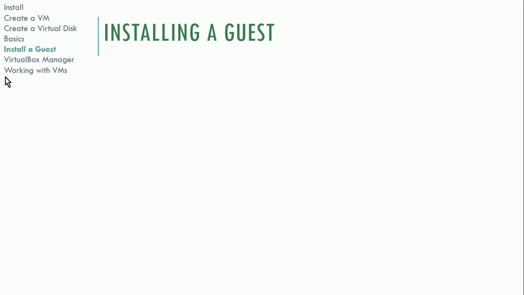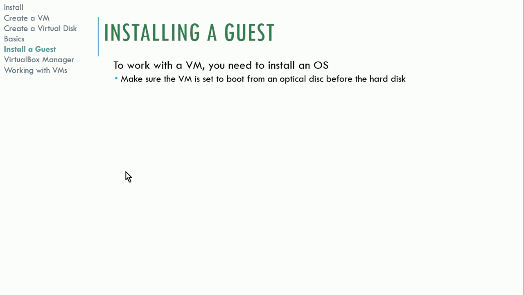So once VMware is installed, VirtualBox is installed, we have to install our guest operating system. To work with a VM, you have to have a guest OS. Otherwise, it's like having a computer with no operating system installed, right? So it's the same process. Make sure that the VM is set to boot from an optical disk before the hard disk, otherwise it'll just try to keep booting from your empty disk.